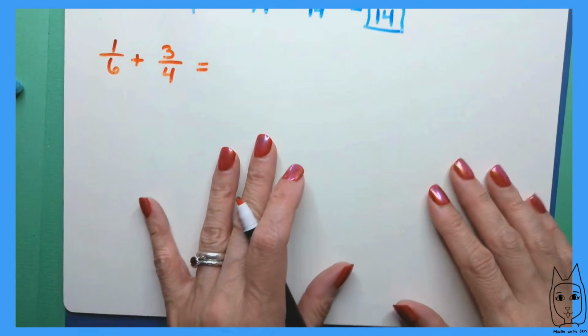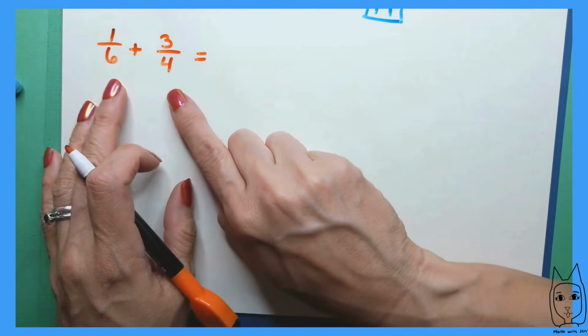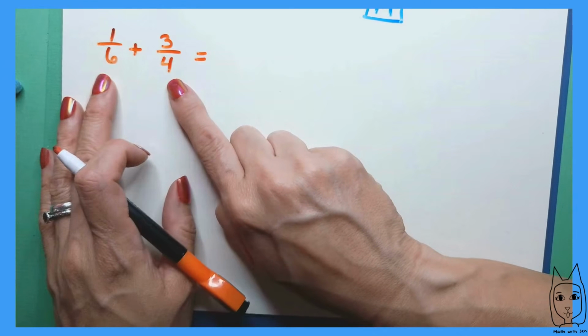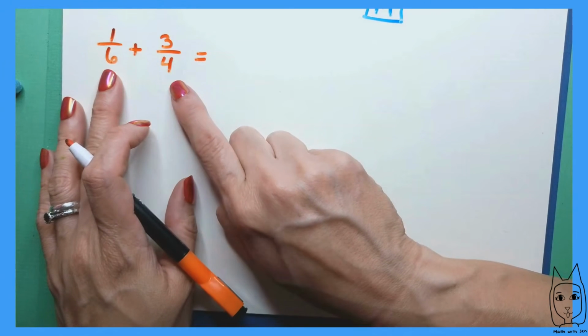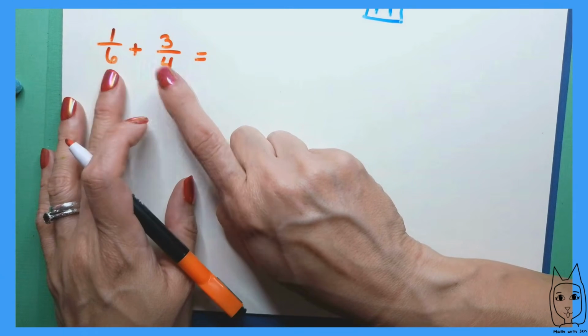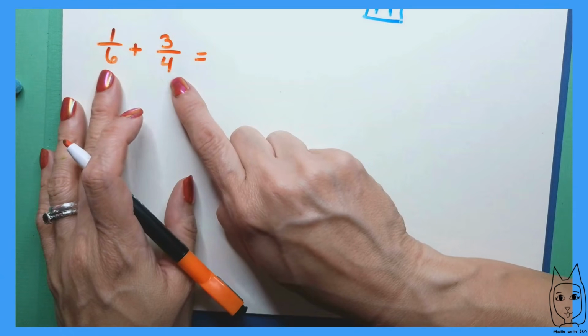This next one, we are going to think through our multiples of 6 and our multiples of 4. 6, I have 6, 12, 18, 24. Over here I have 4, 8, 12, 16, 24. Both have 24, but I also said one that was a little bit smaller.